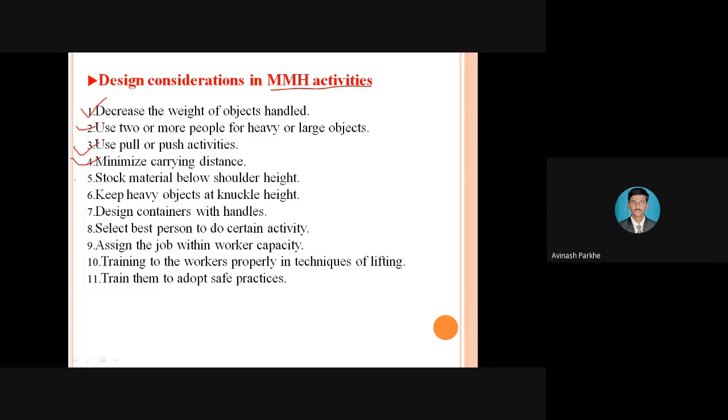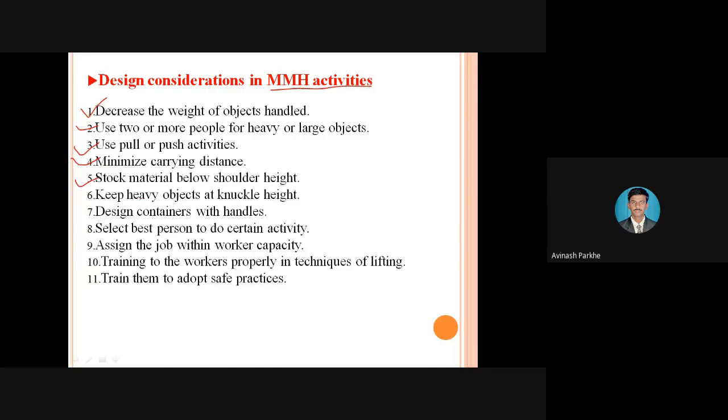Then the fifth one is to stock material below the shoulder height. Whenever we are shifting the components from one location to another location, whatever the material we are shifting, it should be below the shoulder. The weight should be below your shoulder and sustained in the hands. If you try to take it on your shoulder, there may be a possibility of fatigue to the joint of your hand. Therefore, whatever the work we are handling, it should be below the shoulder of that particular hand.